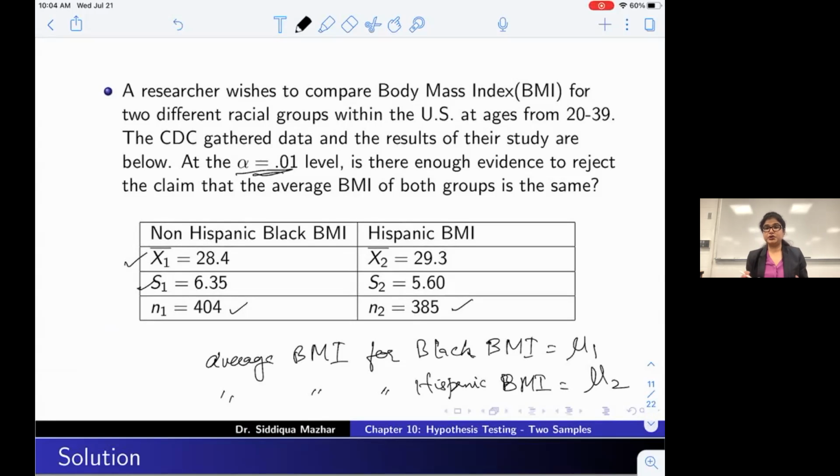First you have to choose which group you are choosing as the first group and which group as the second group. Then we will be writing the subscript 1 for the first group and 2 for the second group.